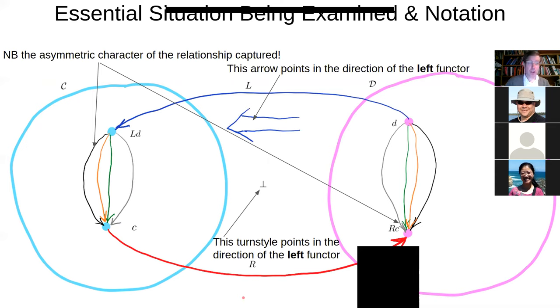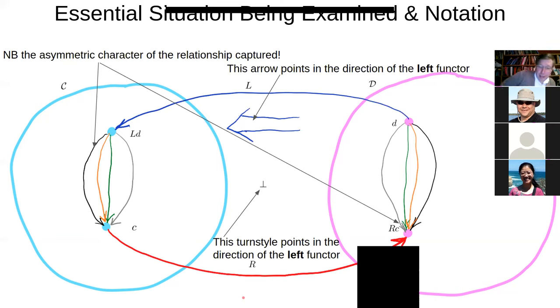Okay, so the water hole, ladies and gentlemen, the water hole. Let's talk about the basic situation being illustrated by an adjunction. And I'm going to try to introduce some elements of notation that I will keep throughout our coverage throughout this discussion group. So we're going to have a category C and a category D, where D will have a functor L that goes from D to C. So we show C on the left here. And that functor L points left. Yes, left.